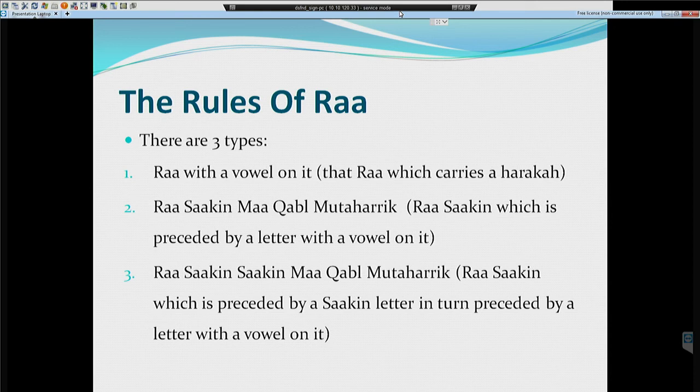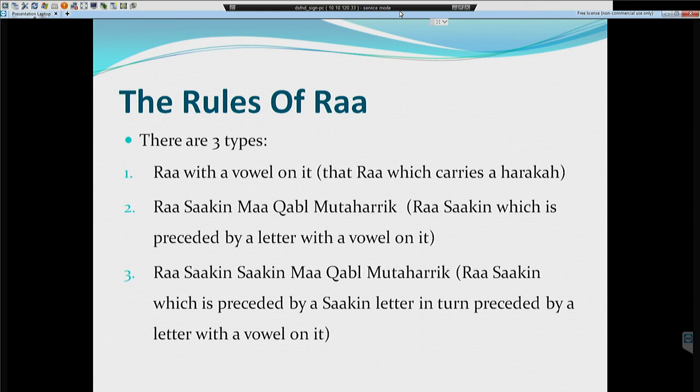There's a ra sakin, which is preceded by another letter with a sakin, and then that is also preceded by a letter with a vowel. This is for very specific scenarios, meaning when you stop on a word. There's khabirun, but when you stop on it, inna Allah alimun khabir, you say khabir. Now the ra has a sakin because you stopped on it. And the ya also has a sakin. And then there's a ba that has the kasra on it. So that's that specific scenario.